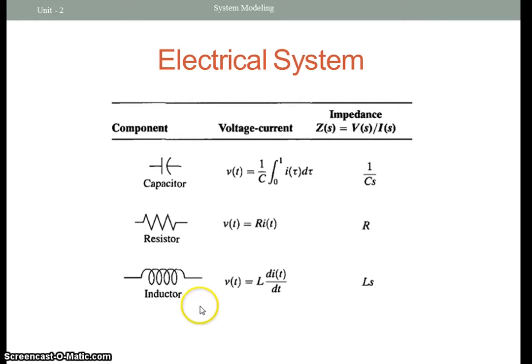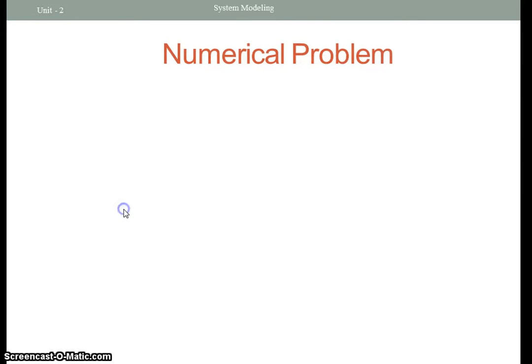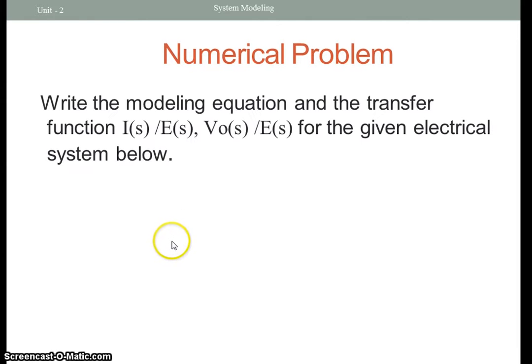And the third is an inductor, and the voltage across an inductor will be equal to its inductance times the derivative of the current through the inductor. And the impedance will be equal to Ls. Now let's go to a numerical problem to illustrate those three components.